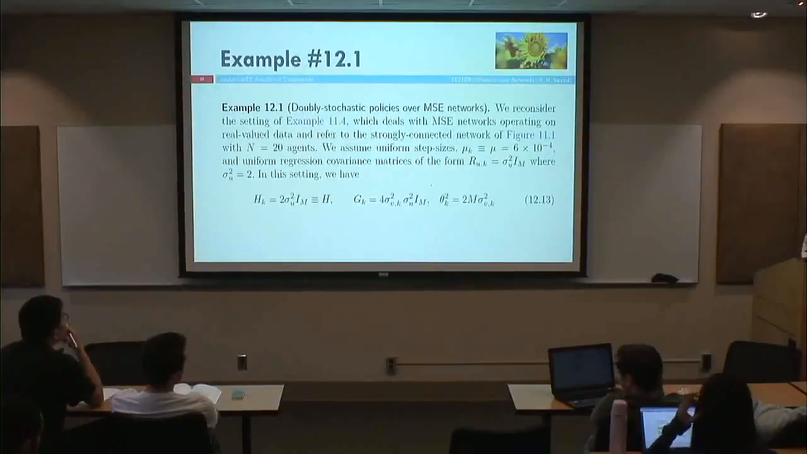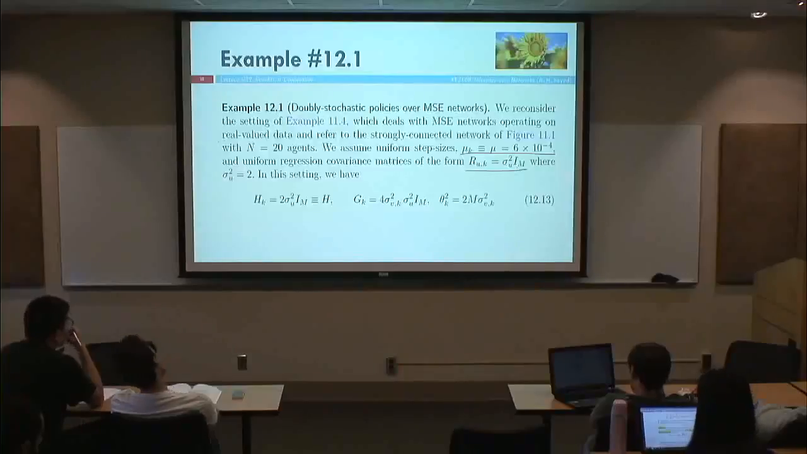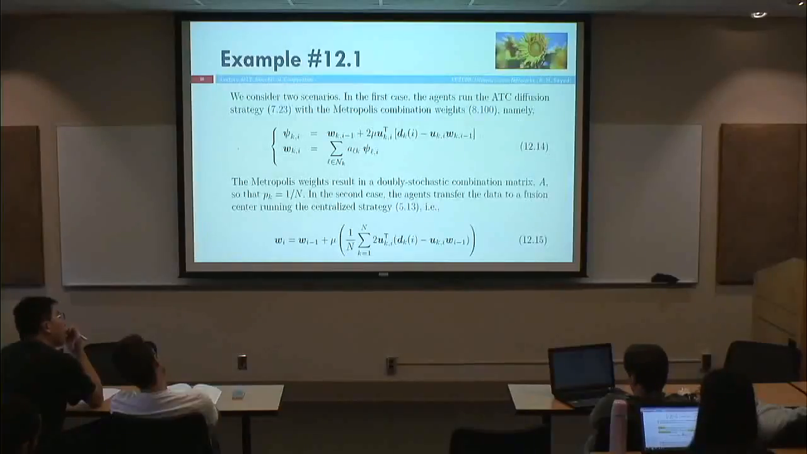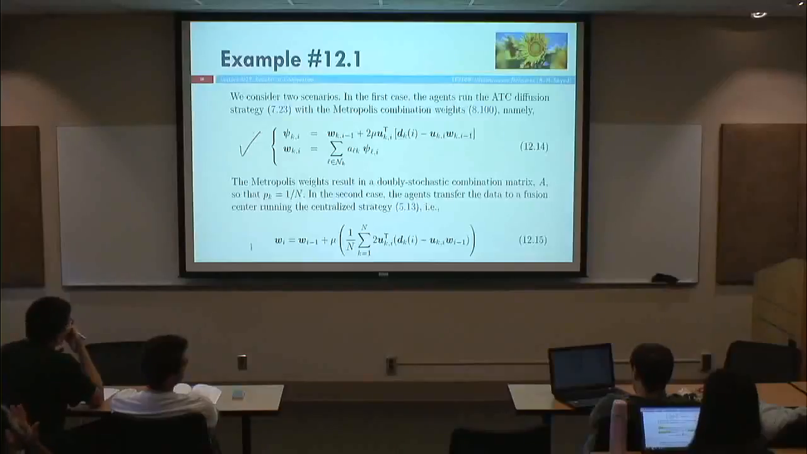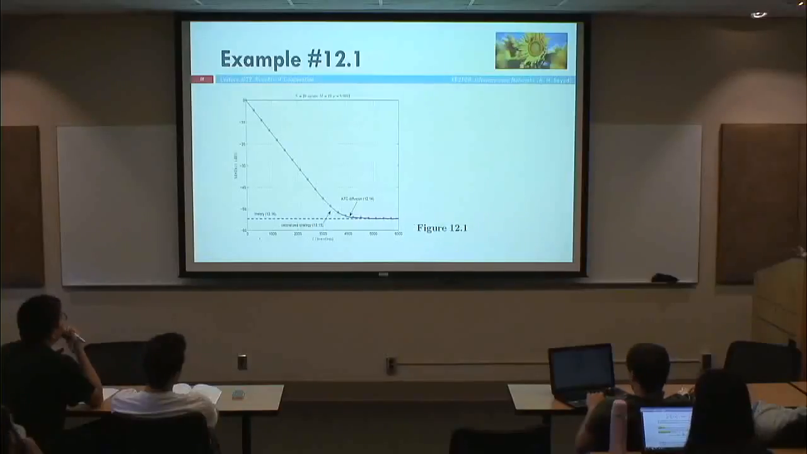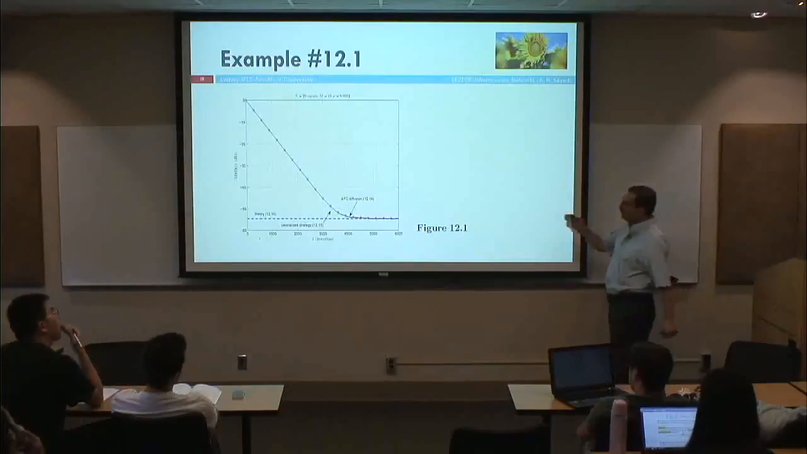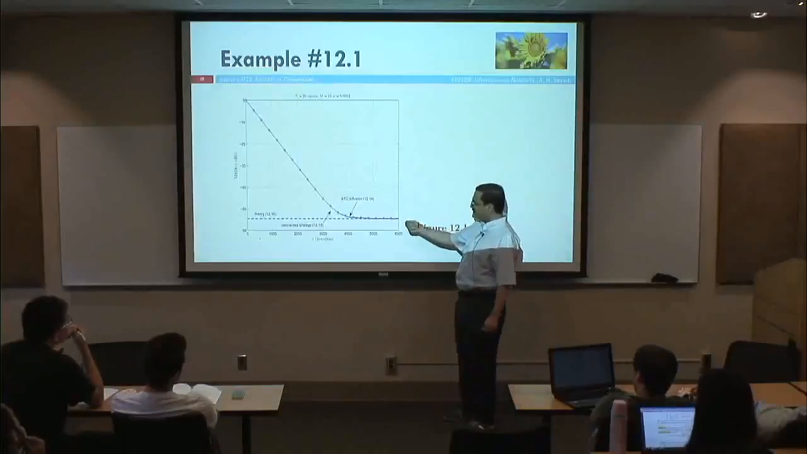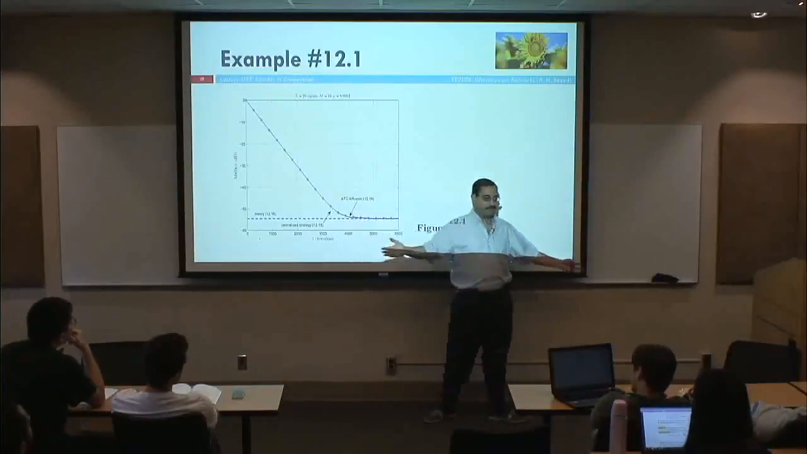I have an example now. This is what I'm doing here. Okay, I'm running an example. This is the step size. Okay, real data, 20 agents. I'm running diffusion, adapt and combine, and I'm comparing with the centralized. I'm just running a simulation to illustrate these ideas, right? So let me go to the curves. There it is. You can see that the diffusion and the centralized are essentially on top of each other, and they match the theoretical expression, okay?